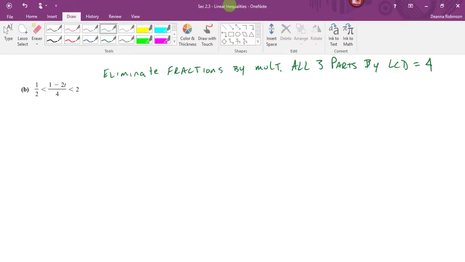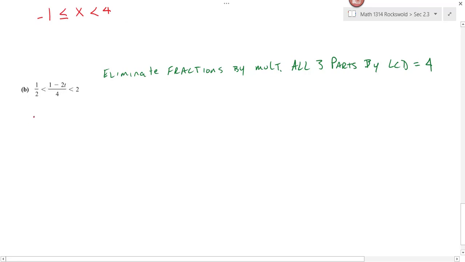So I have three sections on this problem. All three sections are going to get multiplied by 4. In the first section I have a fraction. In the second section I have a fraction, so I'm going to write 4 as a fraction. And in the third section I don't have a fraction, so I'm going to leave it alone. Then I just drop down my problem. I have 4 times 1/2 is less than 1 minus 2t over 4 is less than 2.